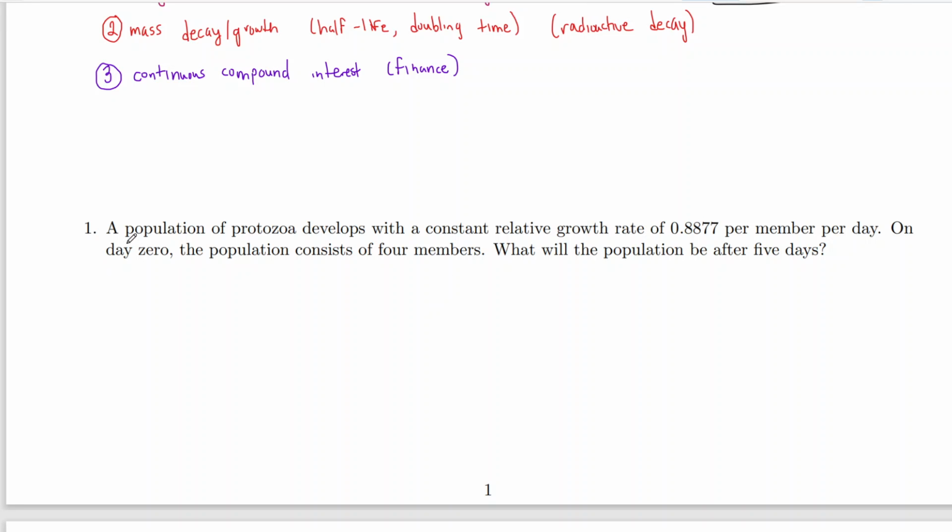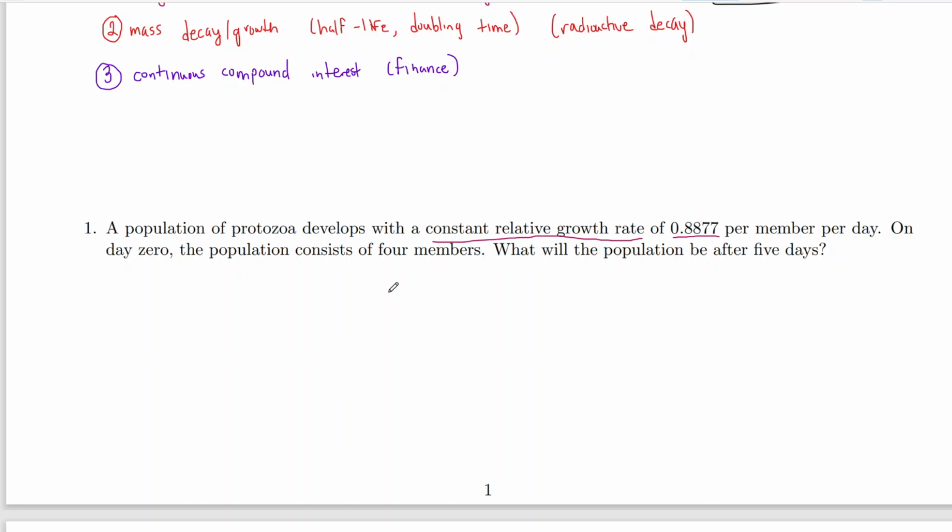The number one says a population of protozoa develops with a constant relative growth rate, so very direct here, of 0.8877 per member per day. Now, if you're not familiar with protozoa or you're not familiar with anything, you just really want to take this number because this would be more like an application to biology. Not everyone's going to do biological things, but we just want to take this number. Its constant relative growth rate is that.